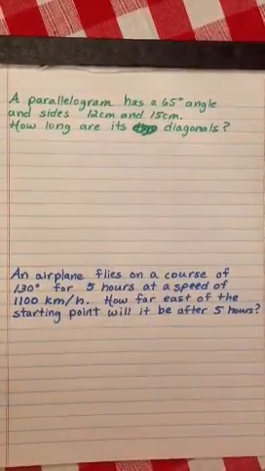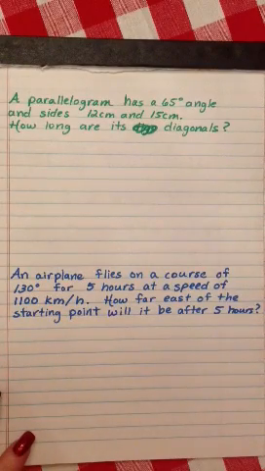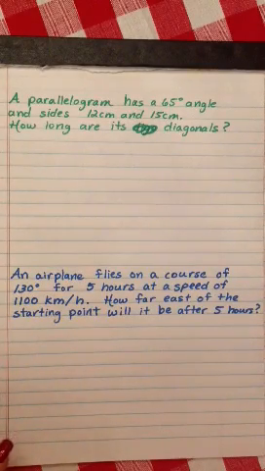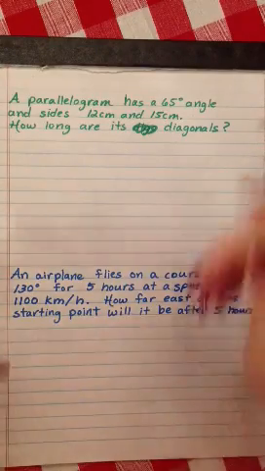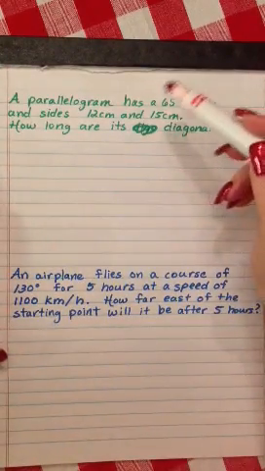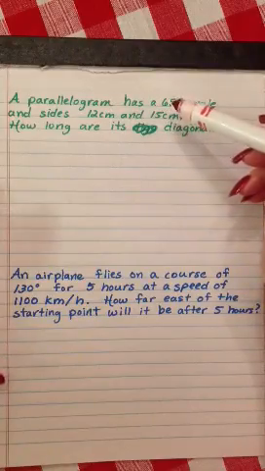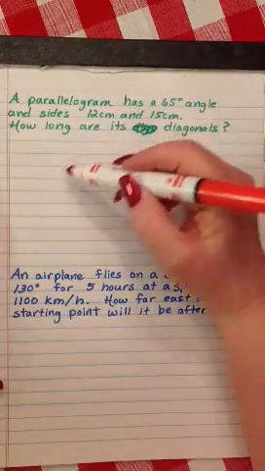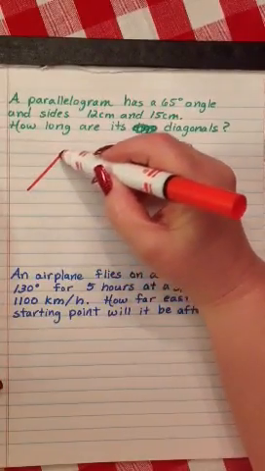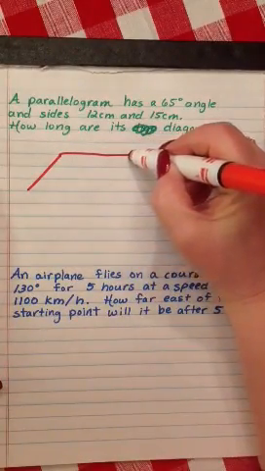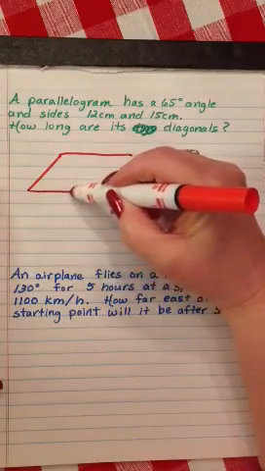Now we're going to start a couple of word problems. The first one says that you have a parallelogram that has a 65-degree angle and sides of 12 and 15 centimeters. How long are its diagonals? So the first thing that we'll do is sketch a picture of our parallelogram.